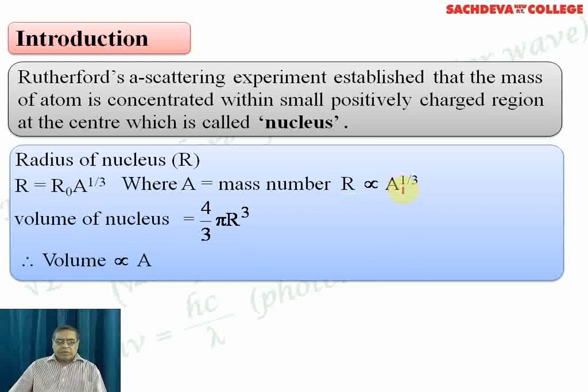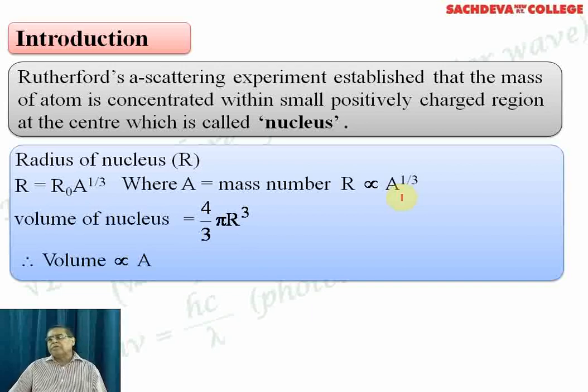R naught is supposed to be the nuclear constant, and its value is nearly 1.45 Fermi, or 1.45 into 10 to the power minus 15 meters. However, its minimum value can be taken as 1.2 Fermi, that is 1.2 into 10 to the power minus 15 meters. So this value varies generally from 1.2 to 1.4. So we can take 1.45 Fermi.